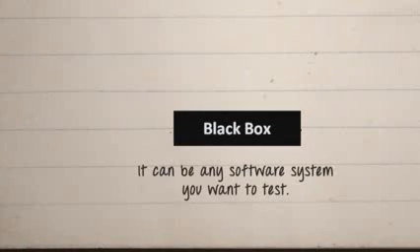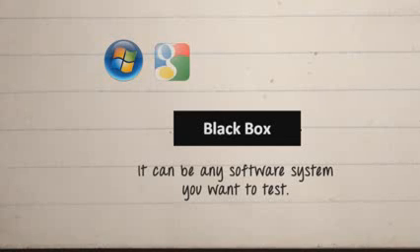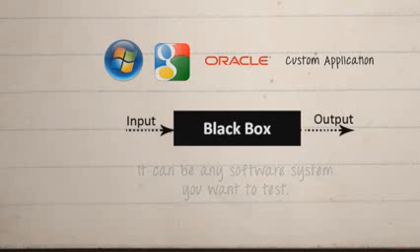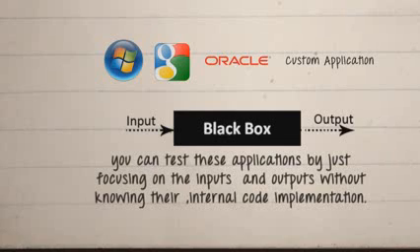Consider this black box. It can be any software system you want to test. For example, it can be an operating system like Windows, a website like Google, a database like Oracle, or even your own custom application. Under black box testing, you can test these applications just by focusing on the inputs and outputs without knowing their internal code implementation.